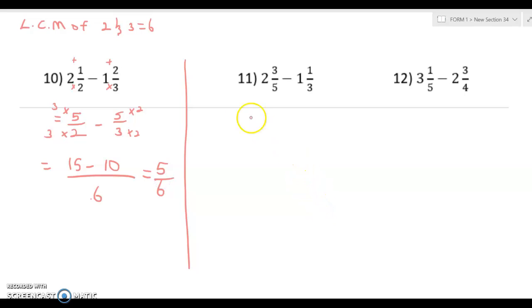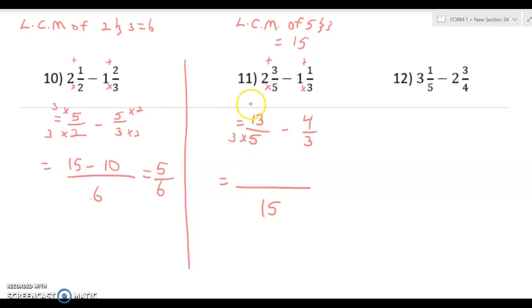So far so good. Number 11, 2 and 3/5 take away 1 1/3. So change it to improper fractions. 2 by 5, 10 plus 3 is 13/5. Take away, changing 1 and 1/3, so 4/3. So the LCM of 5 and 3 should be a little easier. So ask yourself now, 5 by what gives me the 15? 5 by 3. So I have to multiply 3 as well.